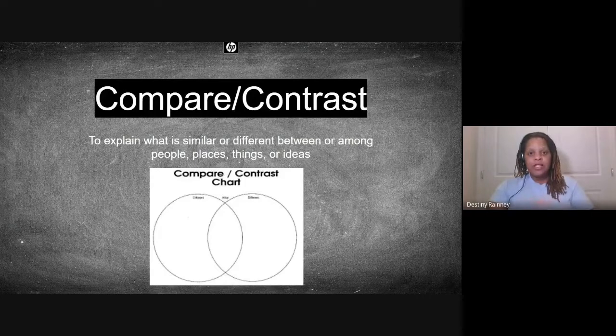Next is compare and contrast. Authors use compare and contrast to explain what is similar or different between or among people, places, things, or ideas. And as you can see on the screen, we commonly use the diagram called the Venn diagram to show our comparison and contrasting.